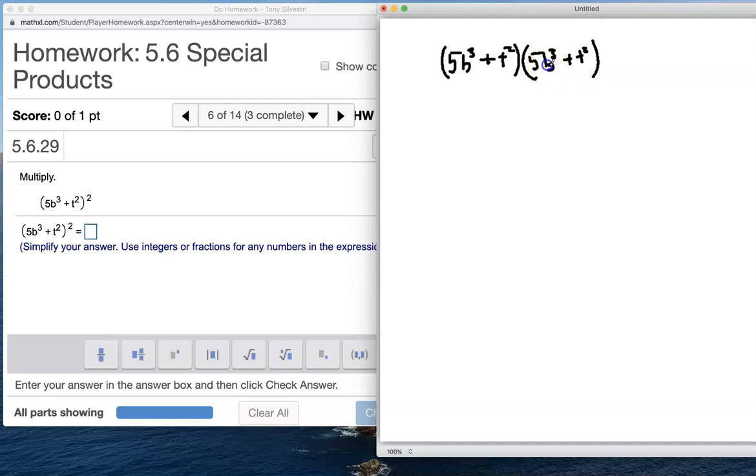Let's make a cleaner looking B. Okay, we're going to do our FOIL. First terms: 25. B cubed times B cubed is B to the sixth.